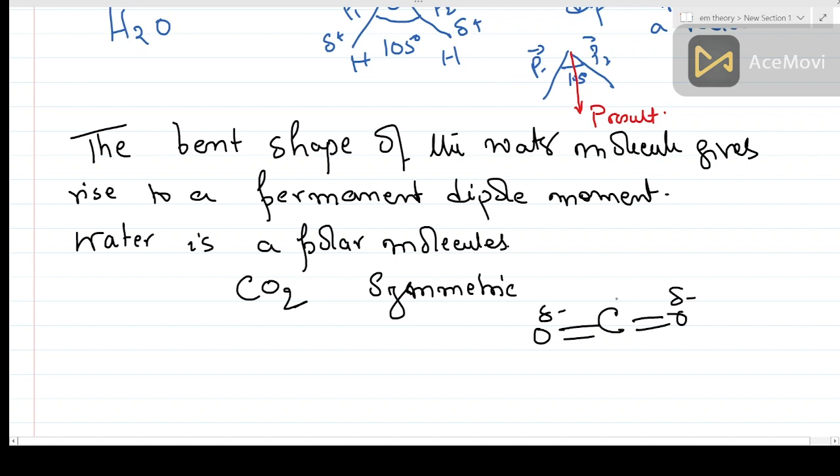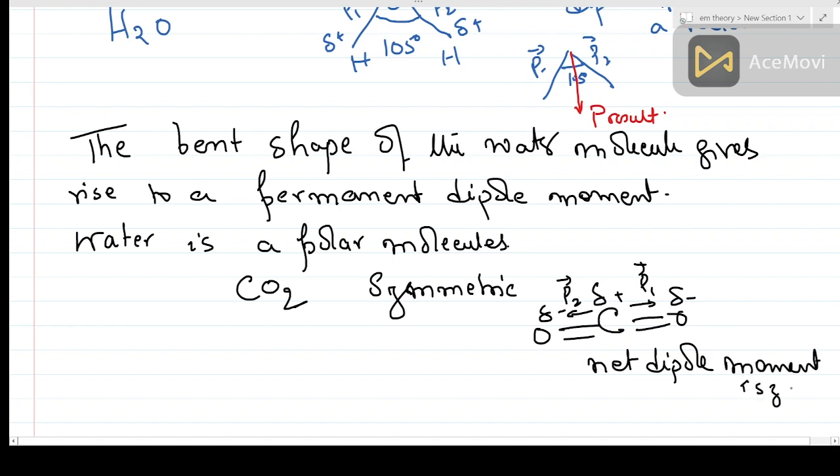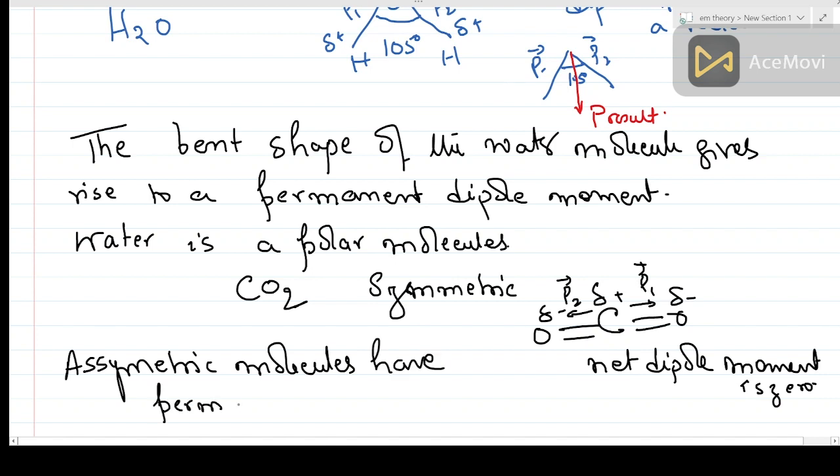So these are the two dipoles. This one is P1 and this one is P2. Equal and opposite dipole moments, oriented opposite to each other. The net dipole moment is zero. So generally, asymmetric molecules have a permanent dipole moment.